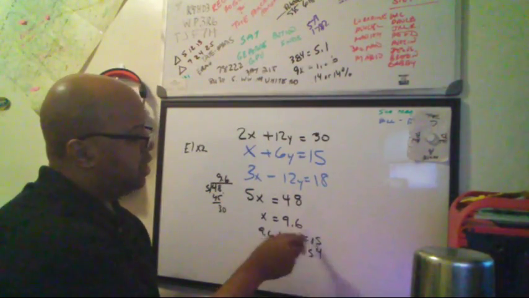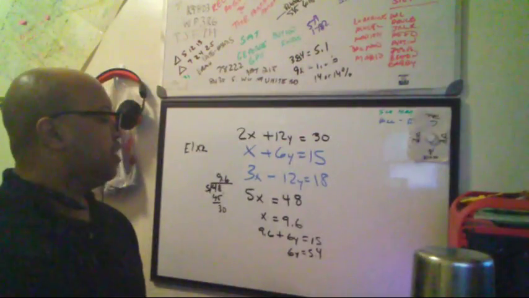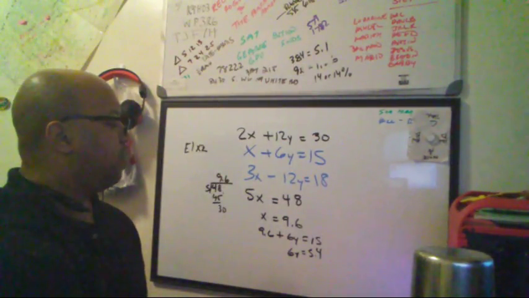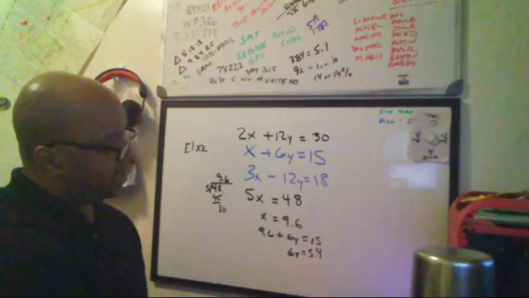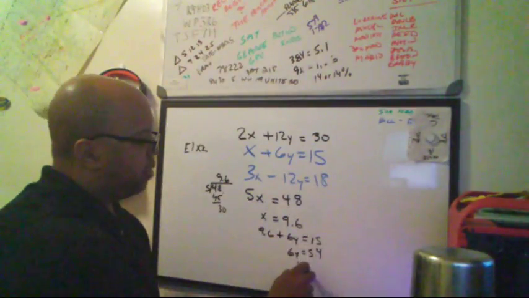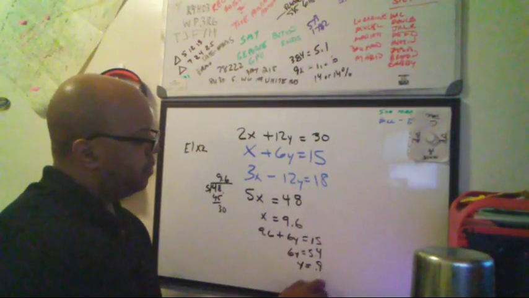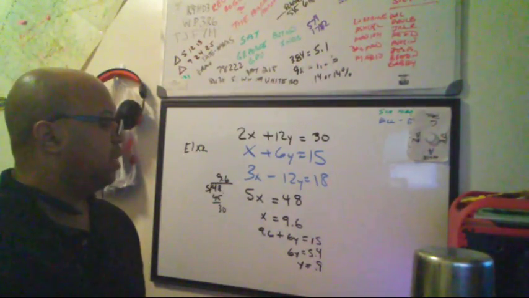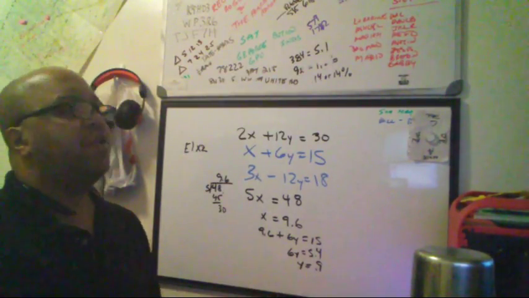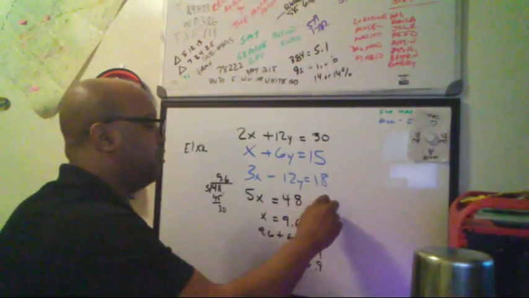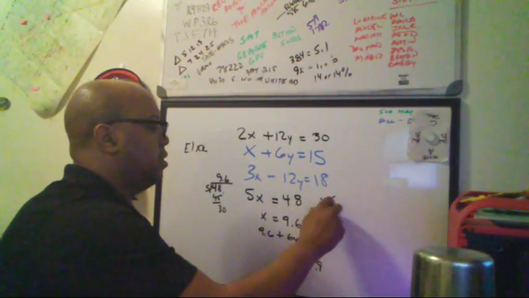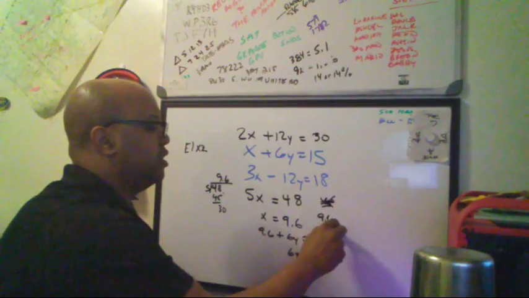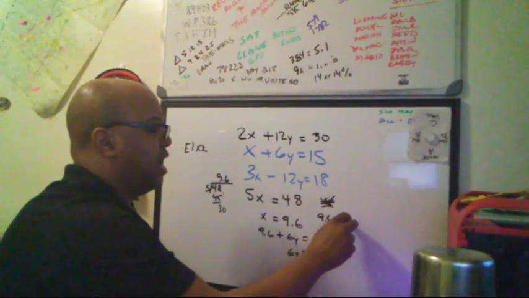The 9.6 is going to jump across and be subtracted from 15. We'll have 5.4 remaining. So y is actually going to be 0.9. I can see it because 6 times 9 is 54, and 6 times 0.9 will be 5.4. So our x value is 9.6, and our y value is 0.9.